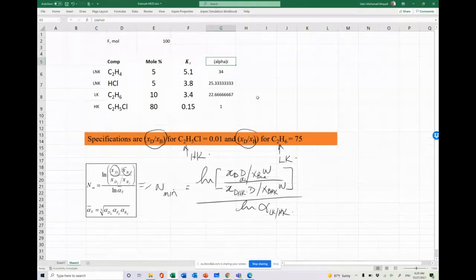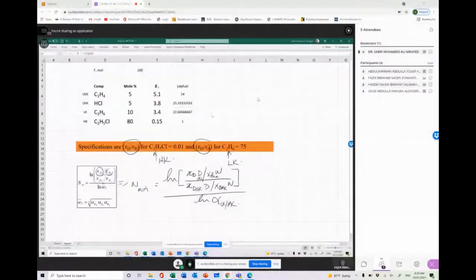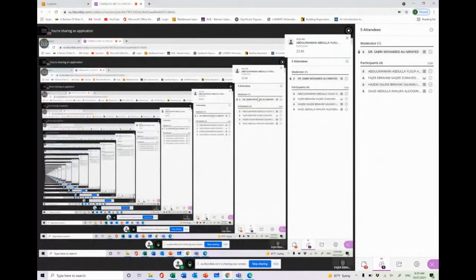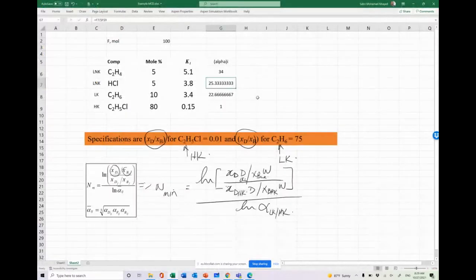Could you tell me which alpha I'm going to use for the light key? Any idea? Okay, so 22.6, exactly right.